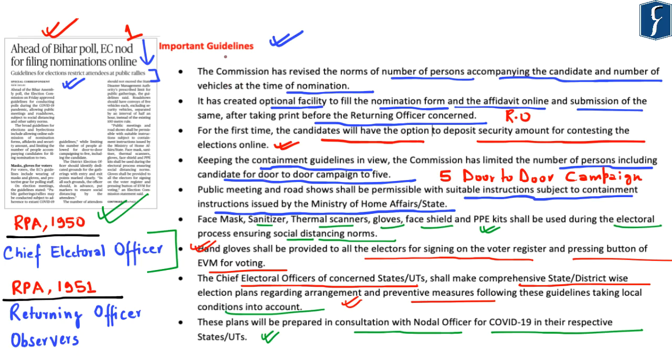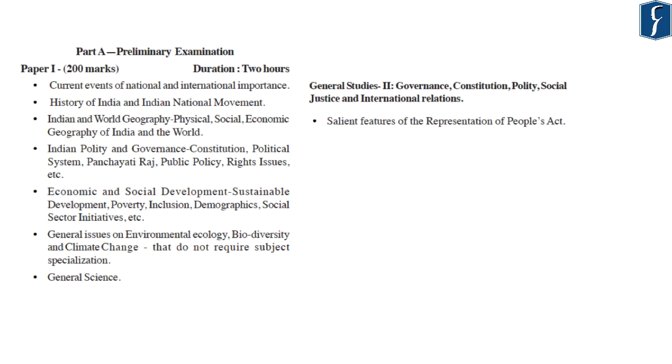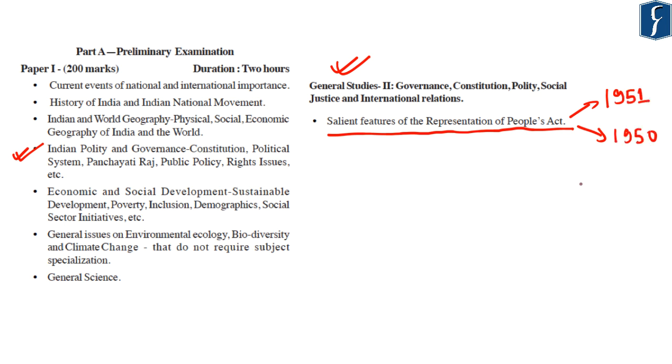Thus, this topic becomes important, especially with respect to the recent guidelines issued by the Election Commission of India, and also with respect to the Chief Electoral Officer, Returning Officer, as well as Observers. Now in your prelims examination, this topic gets covered under Indian Polity and Governance, and in your mains, it gets covered under GS Paper 2, especially with respect to Salient Features of the Representation of People's Act, which includes both the Representation of People Act of 1951 as well as the Representation of People Act of 1950.